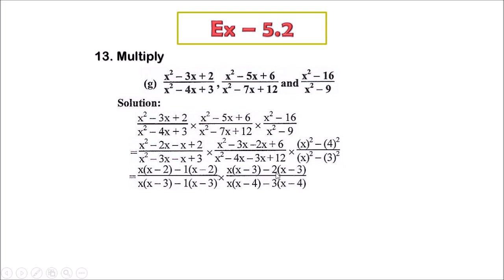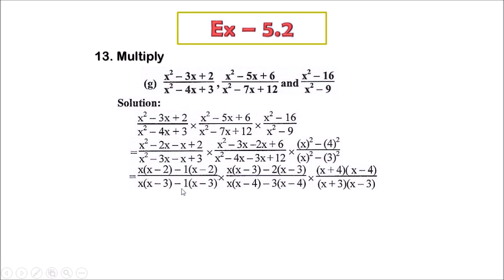In the second part, in the last two parts, we can take out minus 2, so that will be x minus 3. And in the denominator, you can take x common, so x minus 4, and minus 3 common from the last two parts, that is minus 3. You will take common the x minus 4, and x squared minus y squared gives x plus 4, x minus 4, and x squared minus 3 squared equals x plus 3, x minus 3.